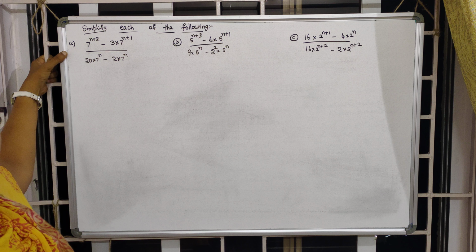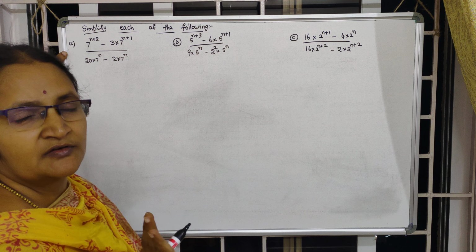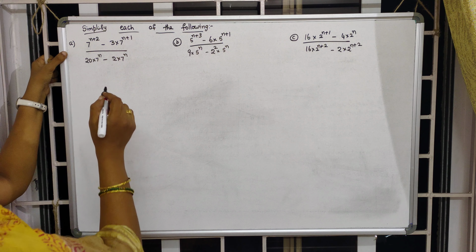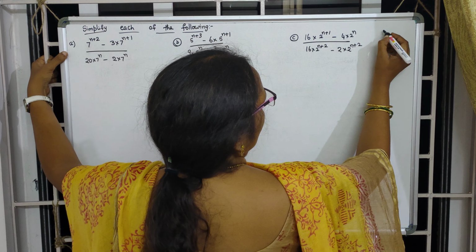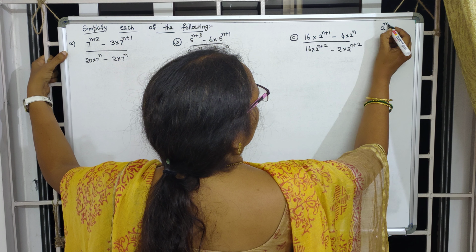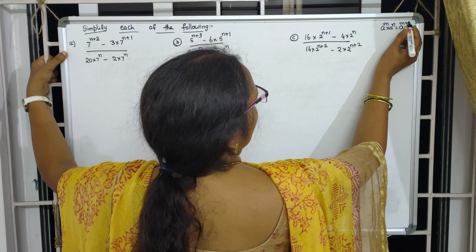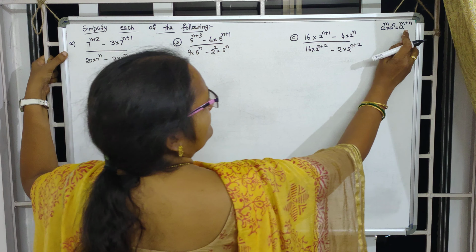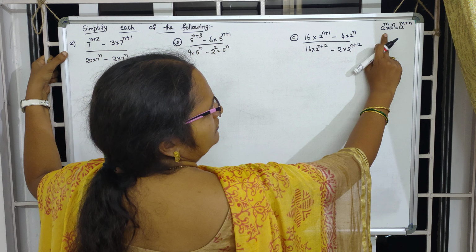Seeing the sum, don't panic. Here we can easily find it out once you know the laws of exponents. What are the laws of exponents we learned? a to the power m times a to the power n equals a to the power m plus n, right? If this was given to us, we can convert this one in the form of this one also.